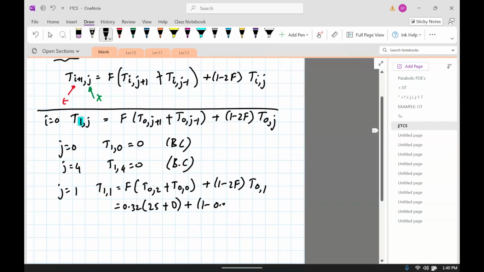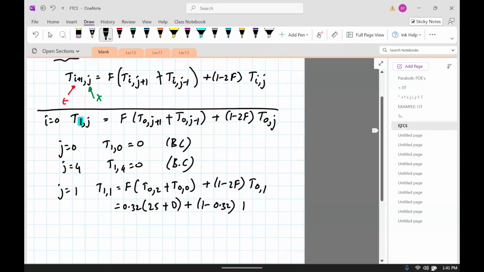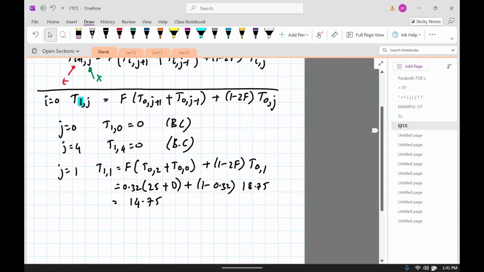F is 0.32. 0, comma 1. X is 0, y is 1, so it's 18.75. Okay, so this comes out to be 14.75. Next, we put j equals 2. That'll be I, comma, so j equals 2.